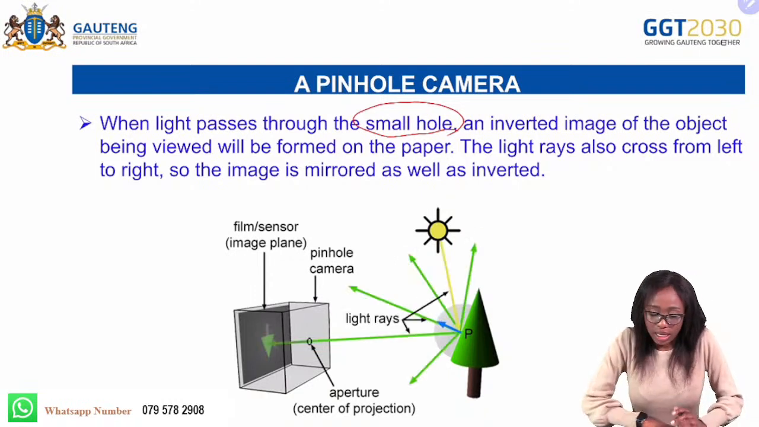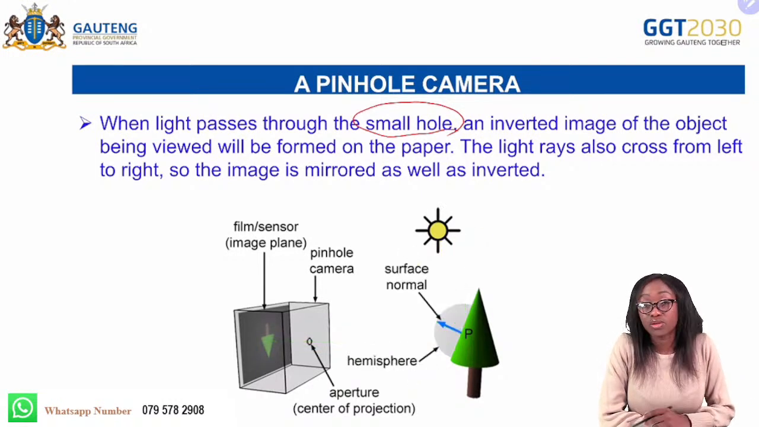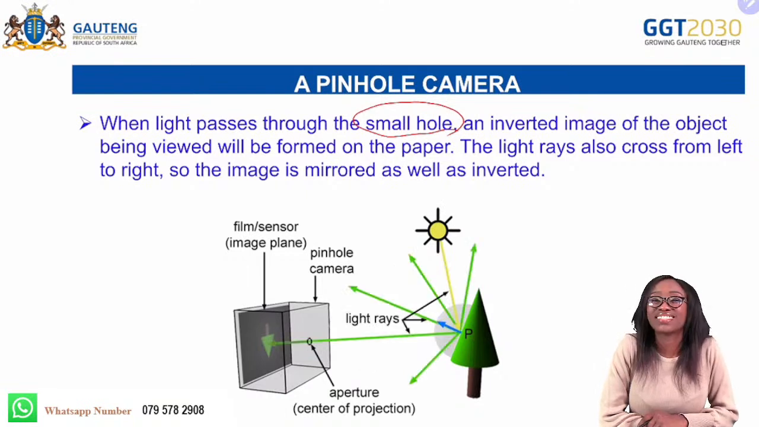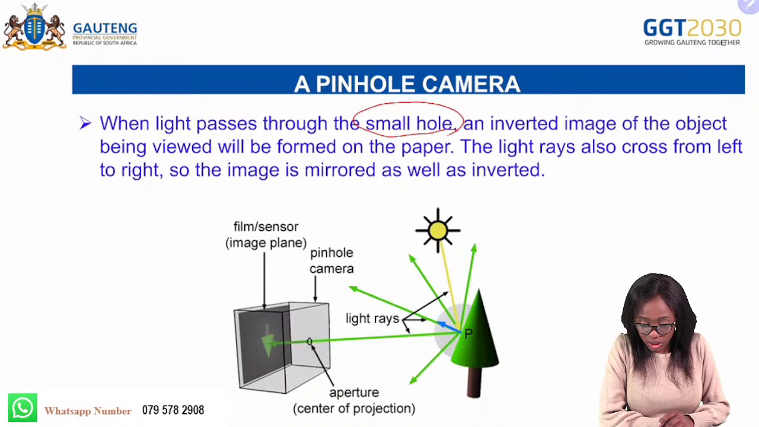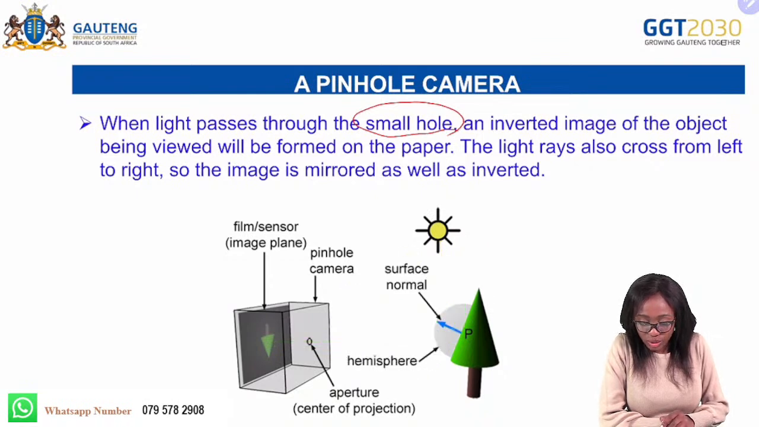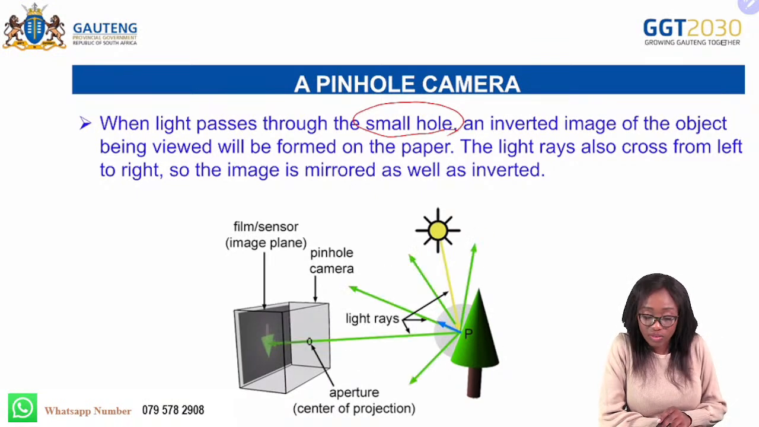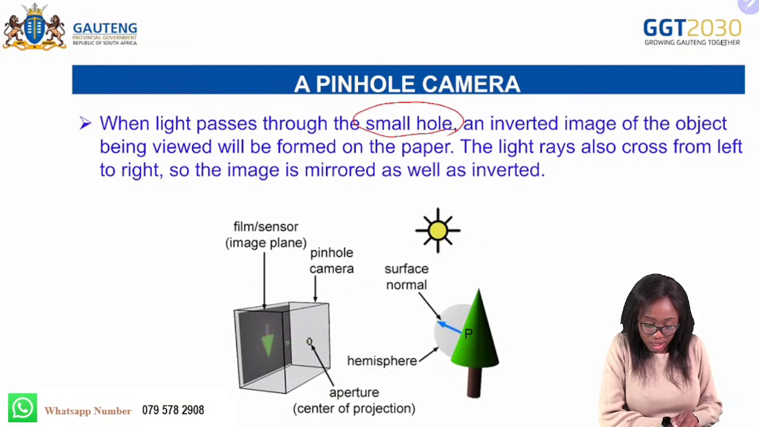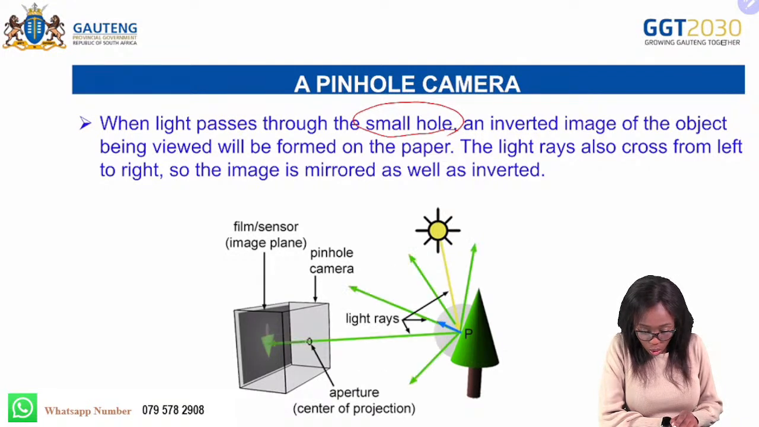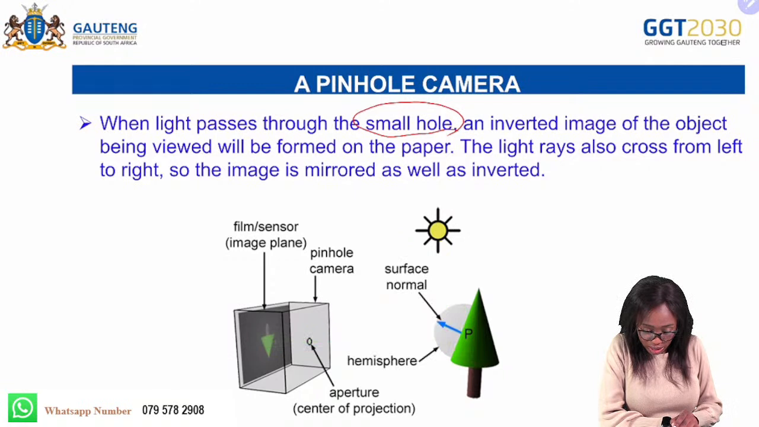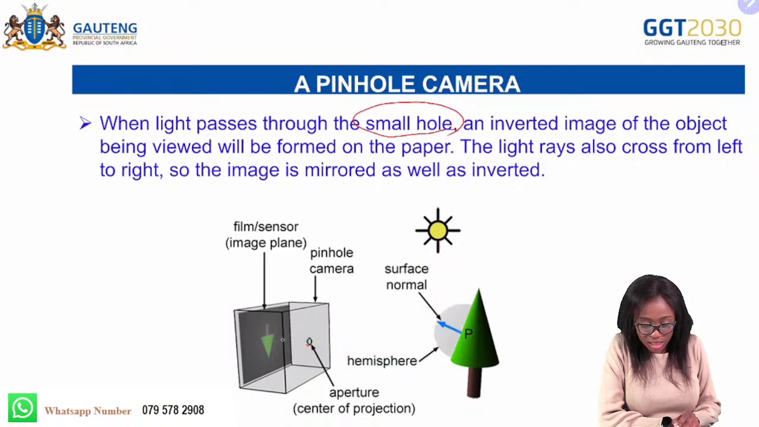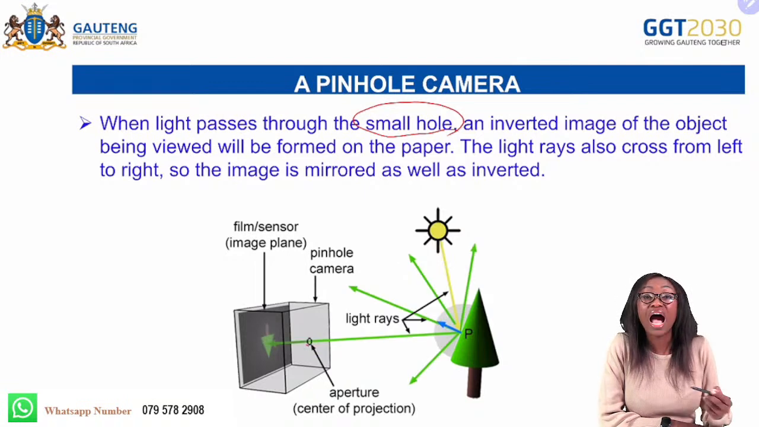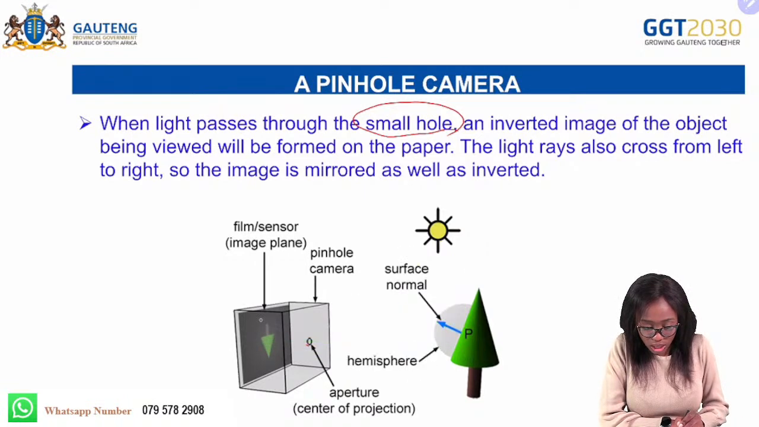Now, the sun shines on the object. What is the object? The object is the tree. So the sun radiates light on the object. This luminous object then reflects the light onto the camera. This is the hole that we made. However, the image appears inverted or upside down.